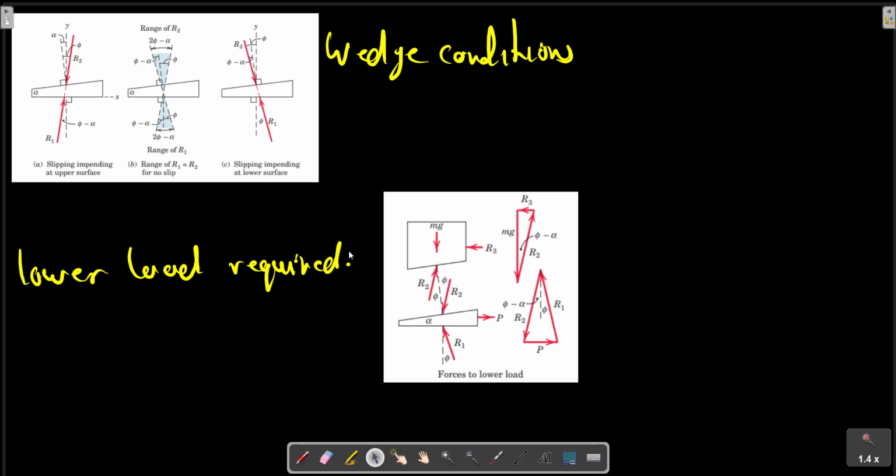The next mechanical machine is the screws.